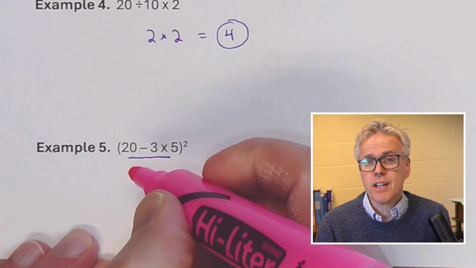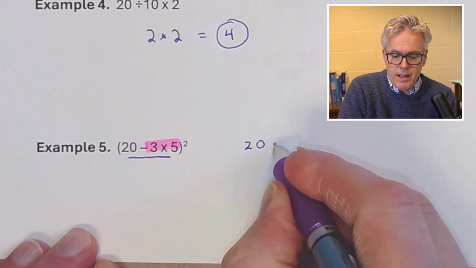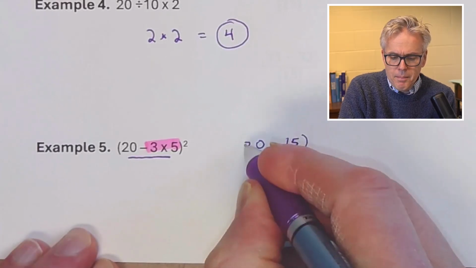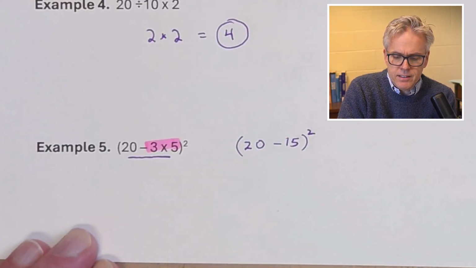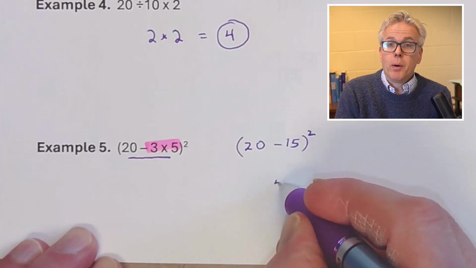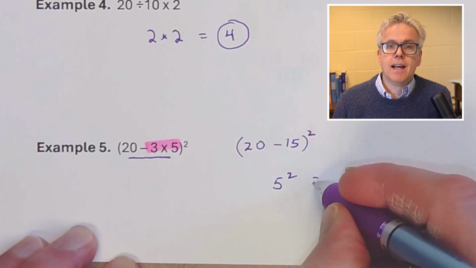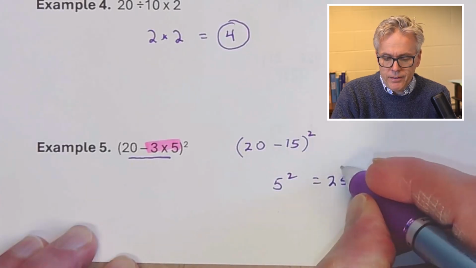I have multiplication I've got to do next. So 3 times 5 is 15. So I'm going to have 20 minus 15. And again, still in the parentheses and still squared. I haven't done anything with that. Now I can go ahead and subtract. 20 minus 15 is 5. And 5 squared is 25.